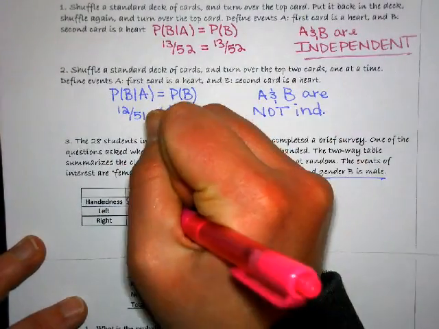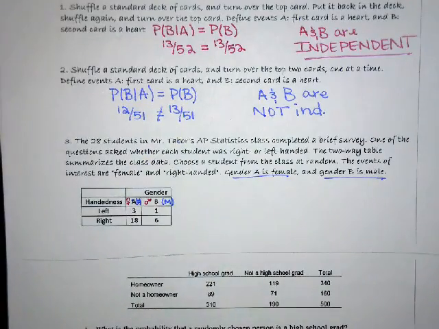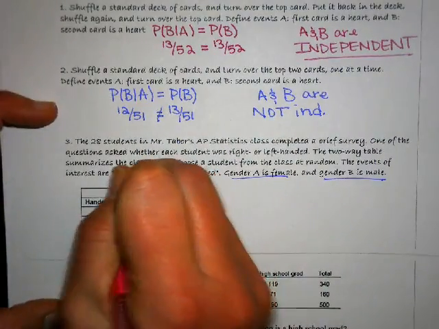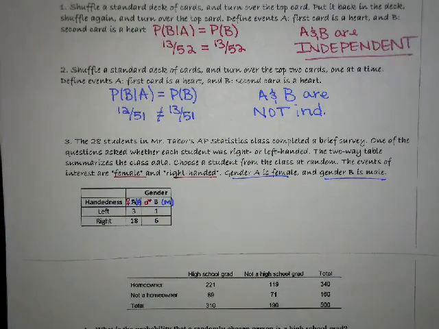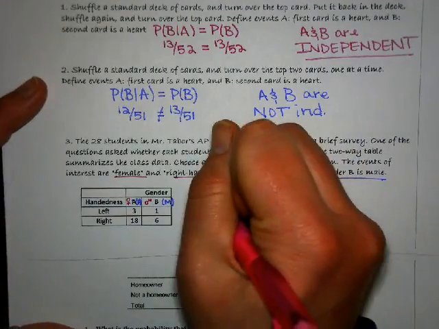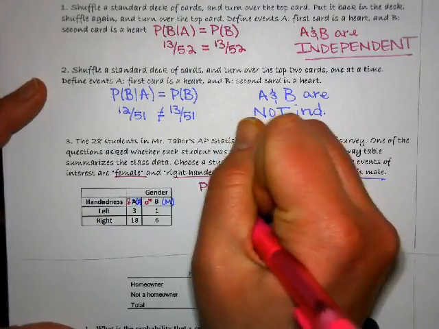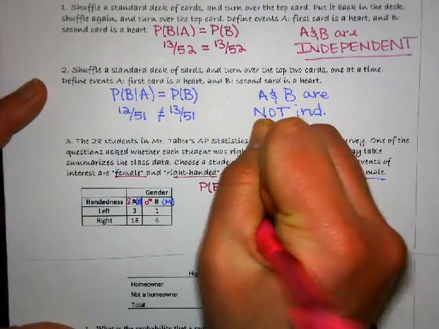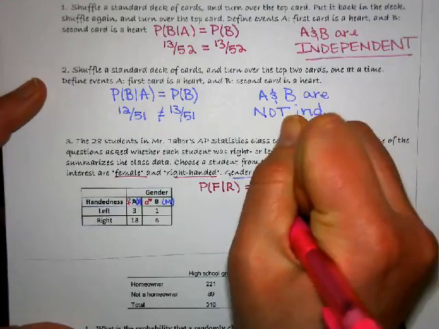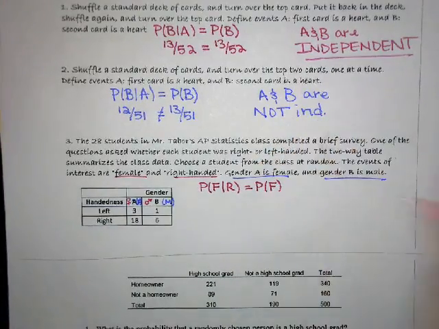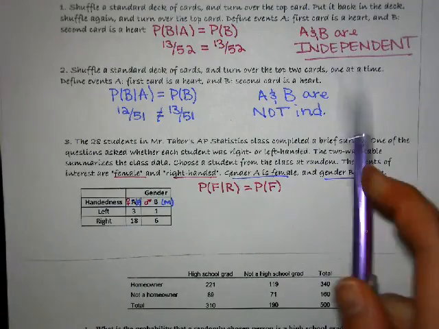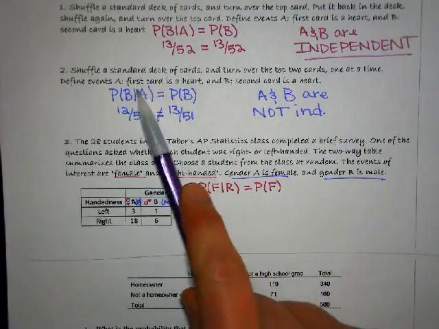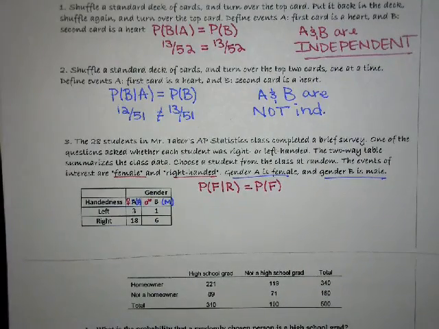All right, so we're interested in female and right-handedness. We want to determine if the two events are independent. So we can show probability of female given right-handedness. We want to see if that's the same as the probability that a student is female. Now, with the previous two, it said first card, second card, first card, second card. So we knew that we had to do B given A. Here, it doesn't say anything.